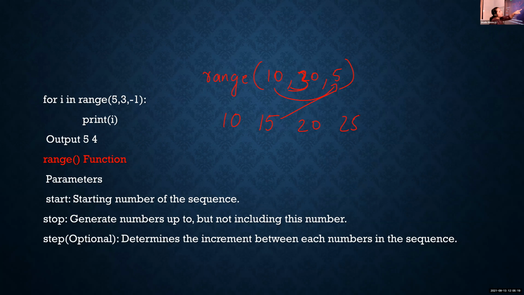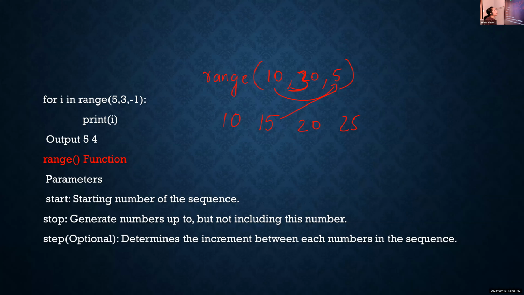Okay, so after incrementing, 25 plus 5 is 30, then we can't write that 30 here, because 30 is the stop value. In the case of the range function, we can't include the stop value in the output section. So the output is 10, 15, 20 and 25 if we are giving the stop value as 30.